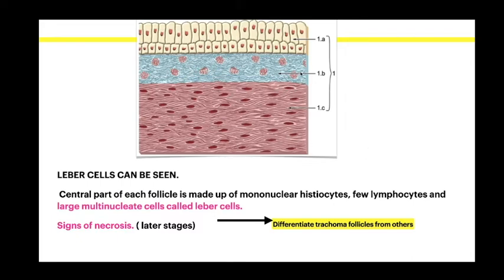These follicles are present in the adenoid layer of the conjunctiva. The conjunctiva basically has three layers: epithelial, adenoid and fibrous layer. In the adenoid layer, scattered aggregation of lymphocytes leads to these follicles, and inside the follicles Leber cells can be seen, which are large multinucleate cells present in the center of the follicle. In addition, histiocytes and lymphocytes can also be seen in the follicle, and also signs of necrosis. This follicular conjunctivitis can be seen in other infections also.